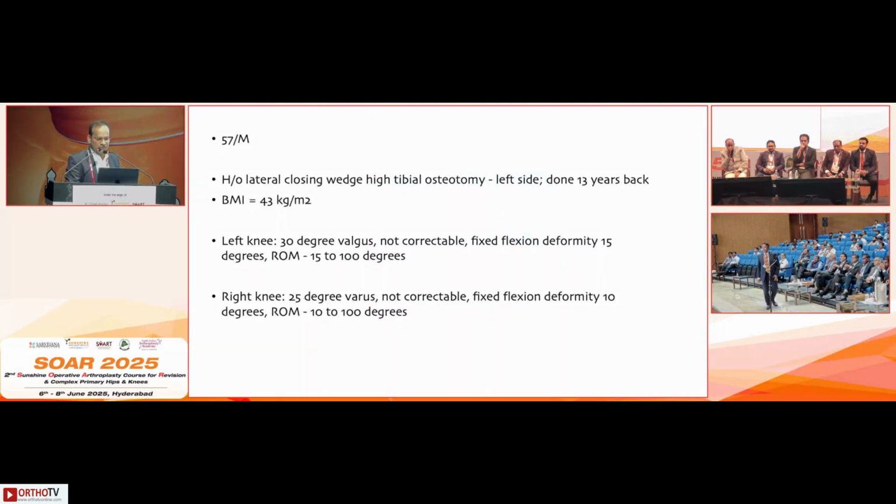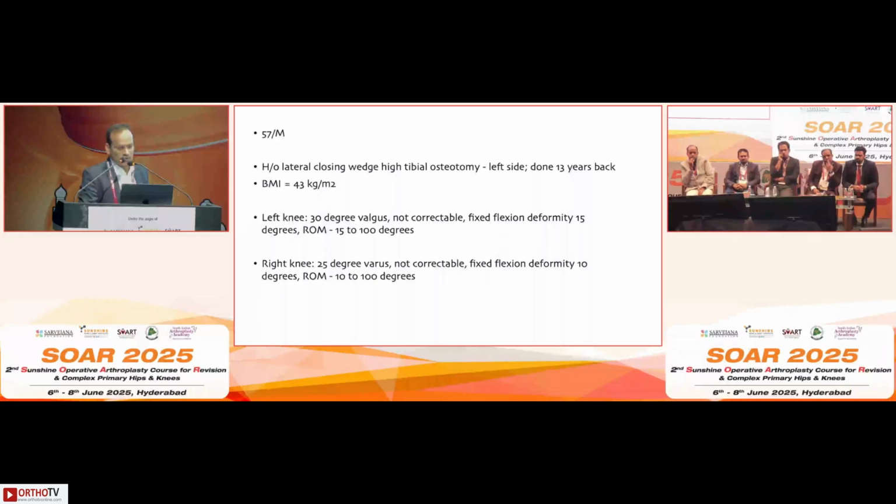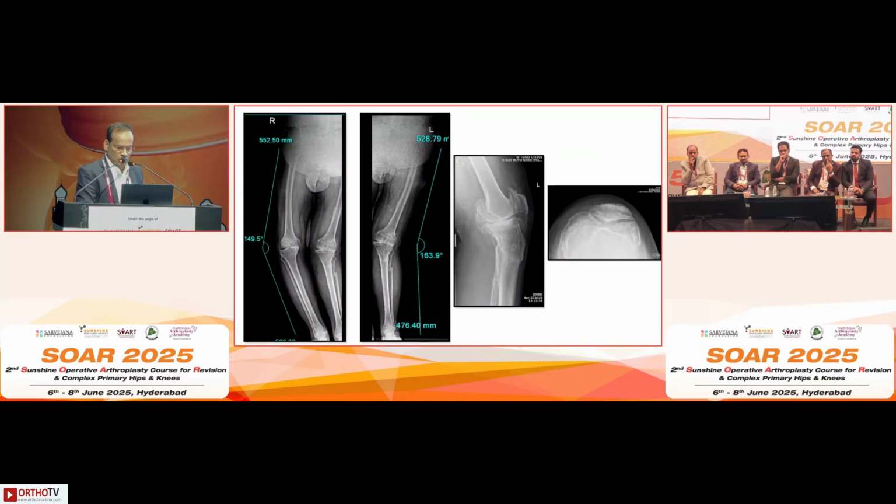So this 57-year-old male had a lateral closing wedge high tibial osteotomy around 13 years back. Again, he's a high BMI patient. We are talking about the left knee, which is a 30-degree valgus. It's not correctable. There's a fixed flexion deformity of 15 degrees and the range is up to 100 degrees. So we are more focusing on the left side.